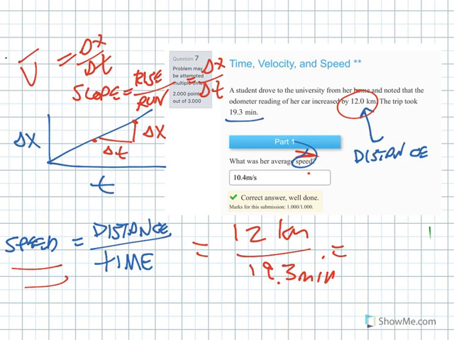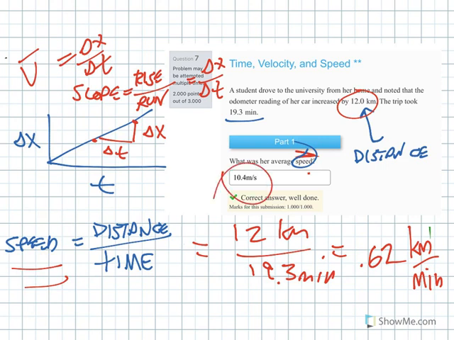And that gives you 0.62. And I might try this, I haven't before, but the units here are going to be kilometers per minute. And this program, this Physics LE program, I believe is probably smart enough that if you put in these units, it'll count this answer as correct.